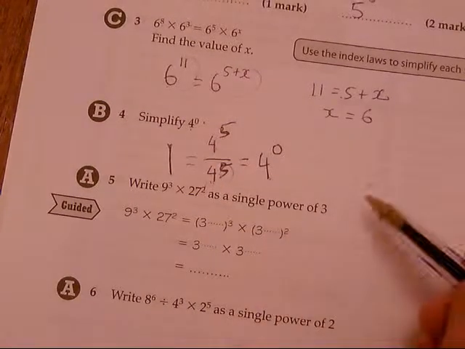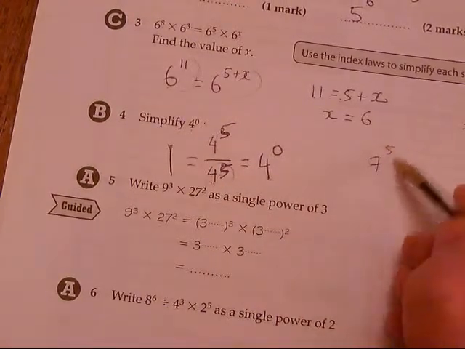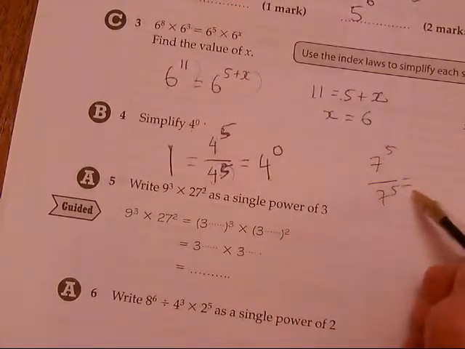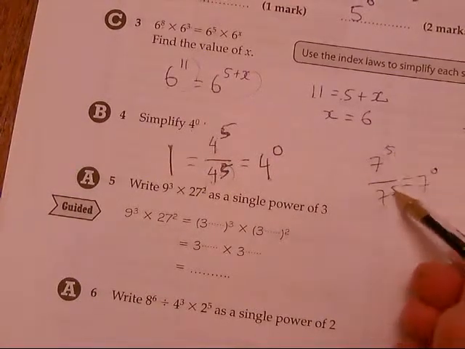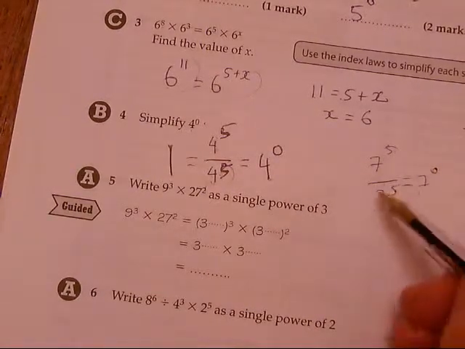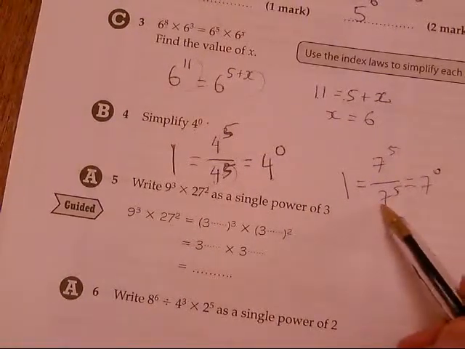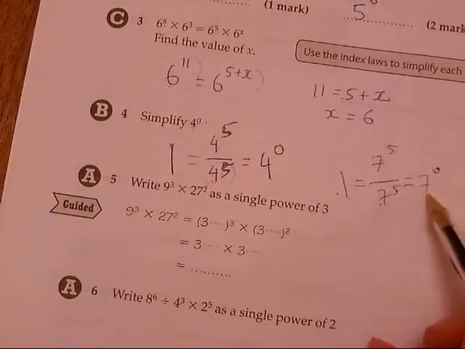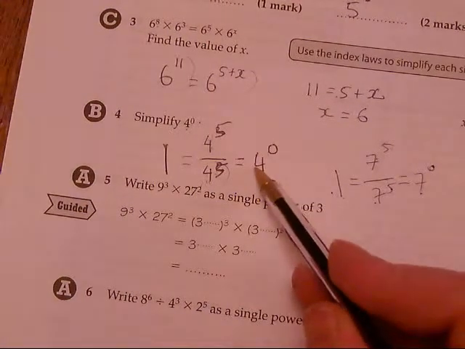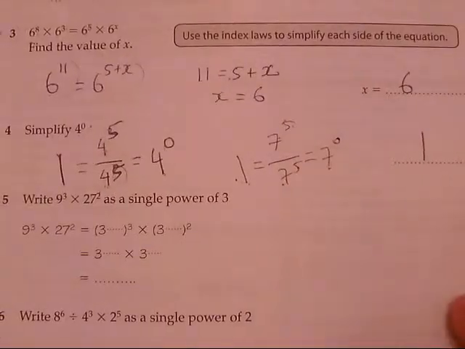I can choose any number at all, say 7 to the power of 5 divided by 7 to the power of 5. I will get 7 to the power of 0 because 5 minus 5 is 0, and also I will get that it is 1 because I'm dividing the same number by itself, right? And that's how I'm getting that any number to the power of 0 is 1. Alright?